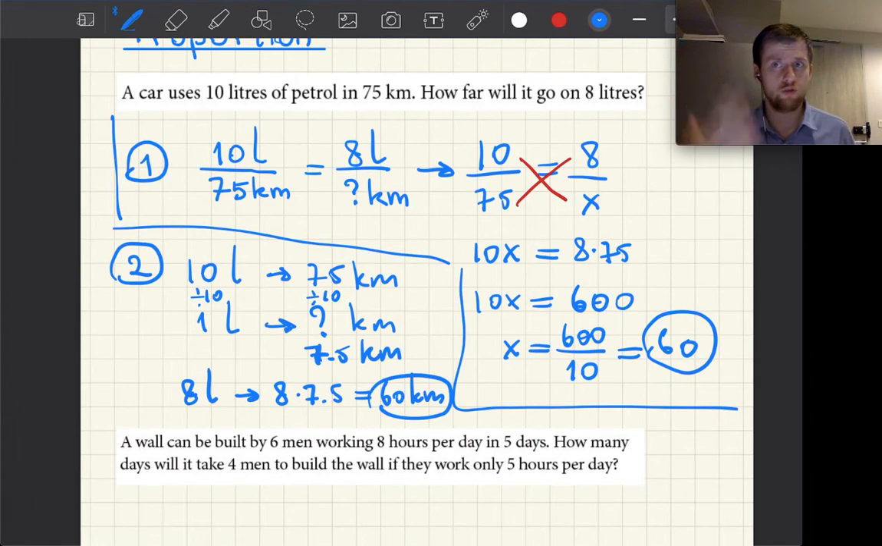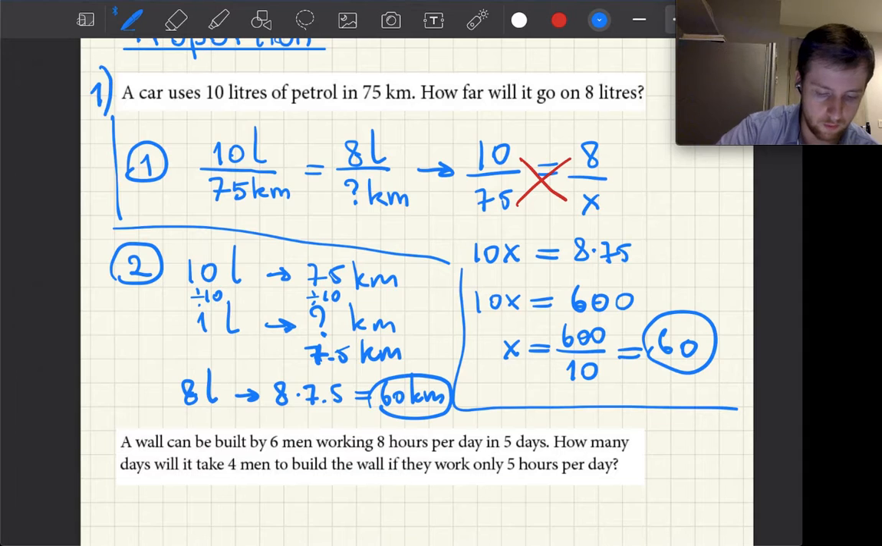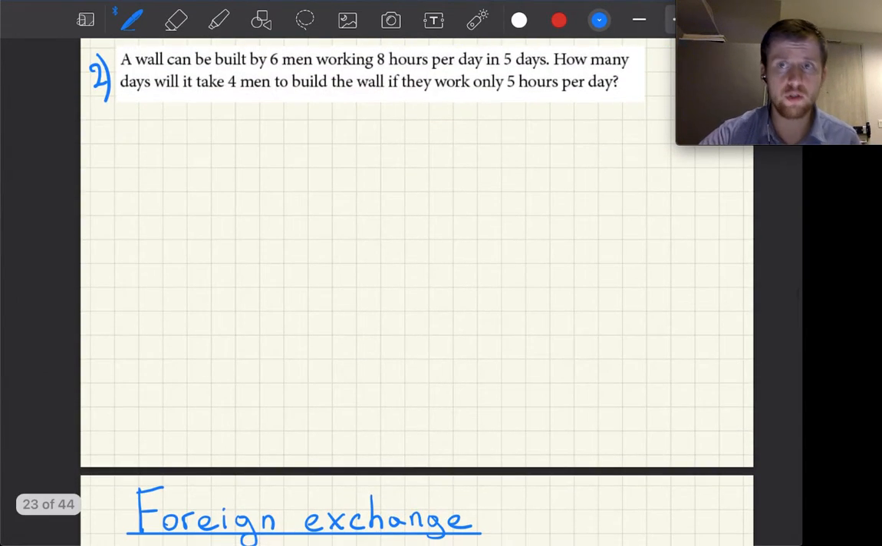Actually, why do I show you the second method? Because this is the only method you can use in the second question here. So that's number 1. That's question number 2. So this is what's called reverse proportion.